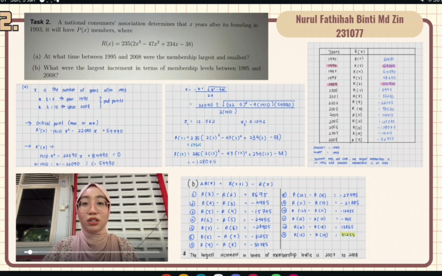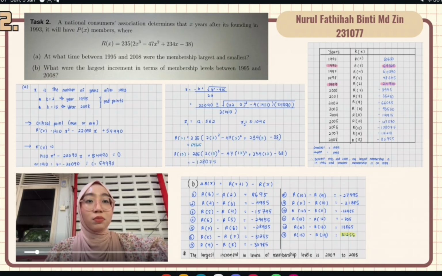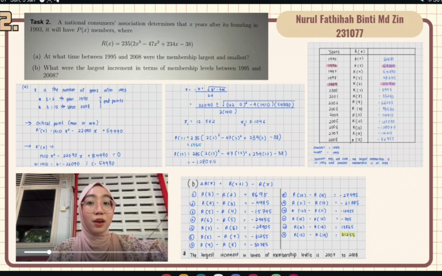My matric number is 231077, and I will explain question number 2. Let's start with question A. We assume x is the number of years after 1993. So the year 1995 is equal to 2 and the year 2008 is equal to 15. These two values are our endpoints.